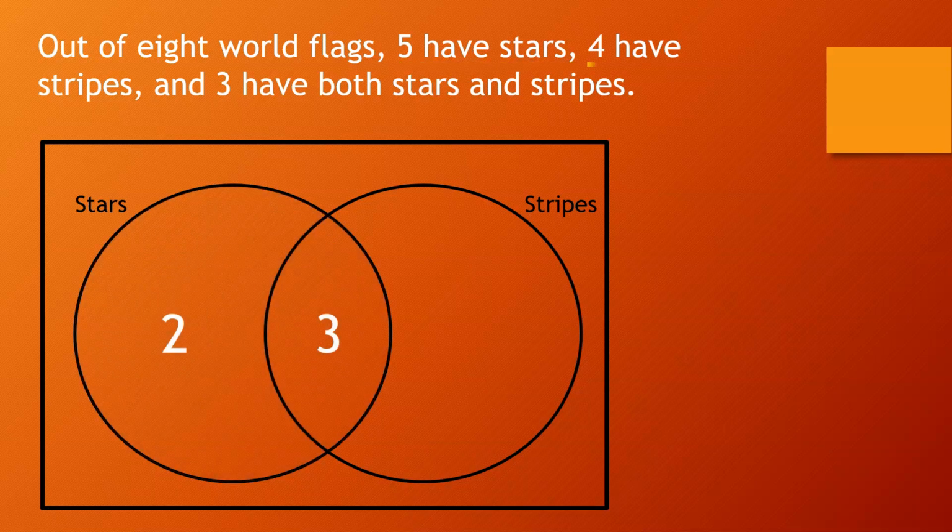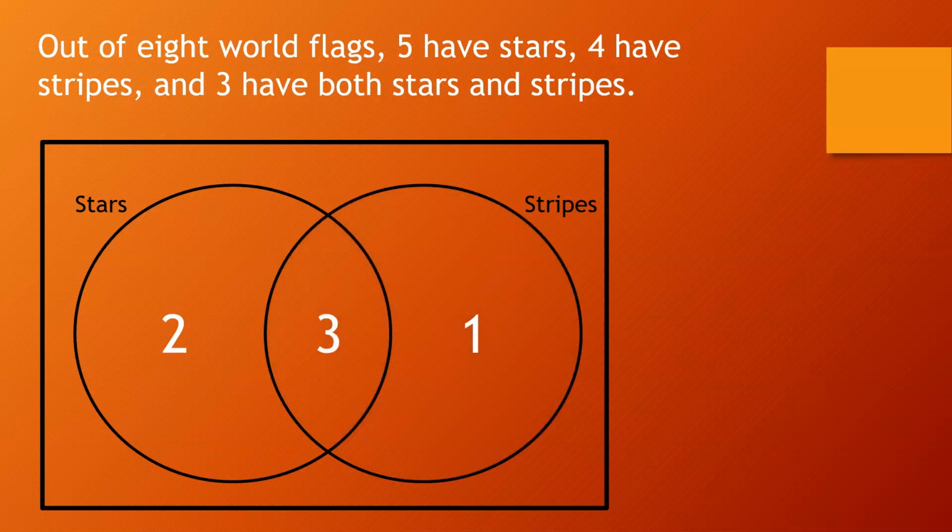We know that 4 of the flags have stripes. So within the entire stripe circle, there have to be 4 flags. We already know where 3 of those flags are within the stripe circle. And in the other part of the stripe circle, we have to have the remaining 1 flag to make 4 in all.